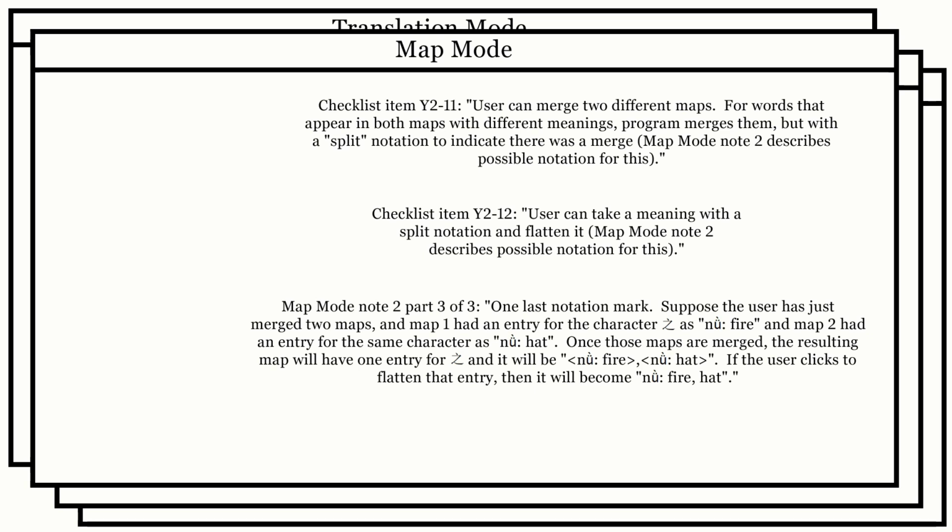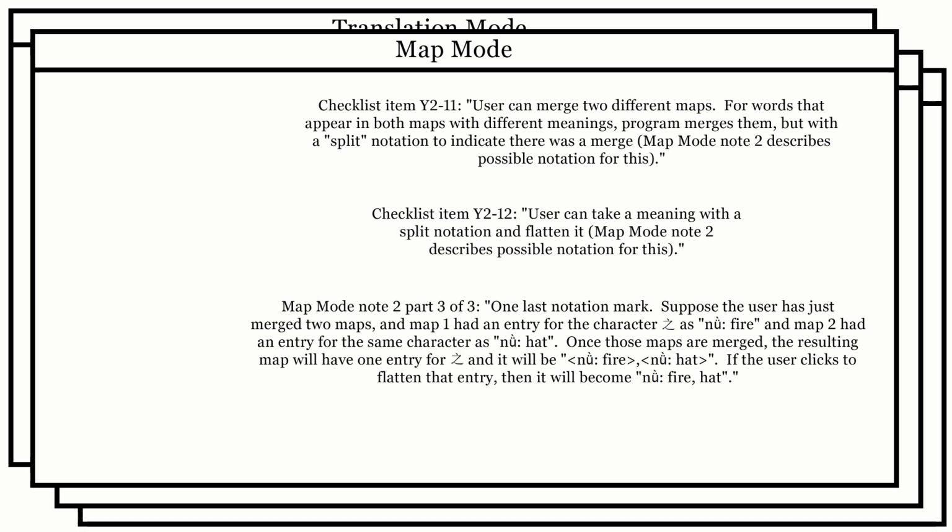Suppose the user has just merged 2 maps, and map 1 had an entry for this character as new, fire, and map 2 had an entry for the same character as new, hat. Once those maps are merged, the resulting map will have one entry for that character, and it will be new, fire, in pointy brackets, comma, new, hat, in pointy brackets, and all between a pair of quotation marks, because with all these notations, the entry is always something you can type in between a pair of quotation marks. If the user clicks to flatten that entry, then it will become simply new, 1 pronunciation, 2 meanings, fire or hat. Okay, so what's the point of all that?